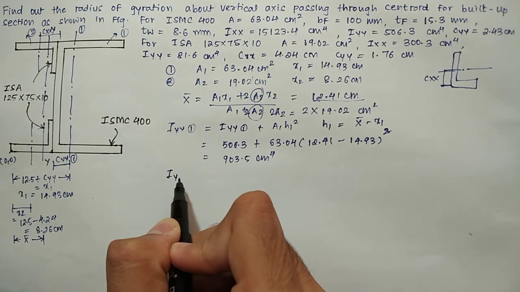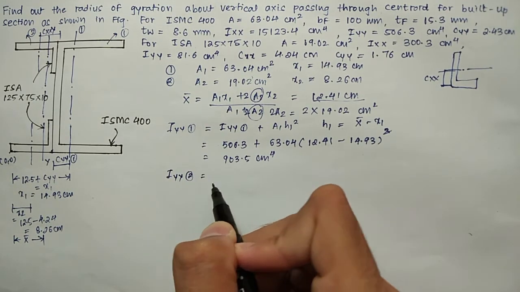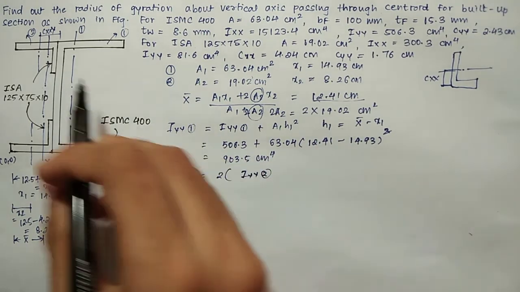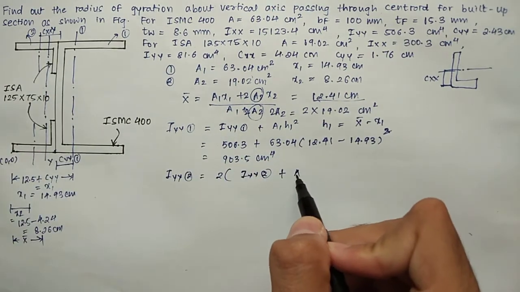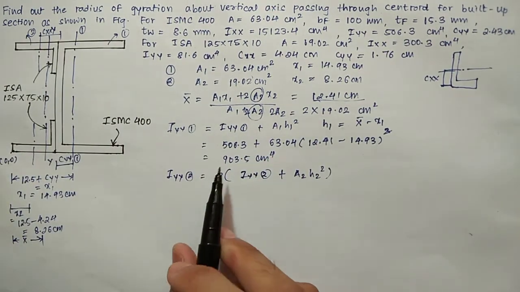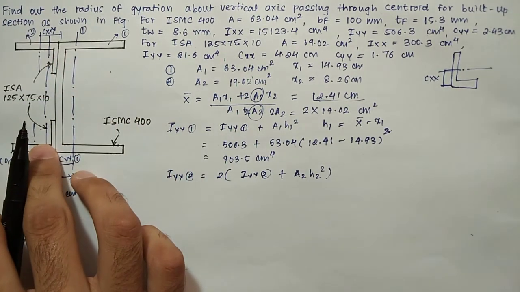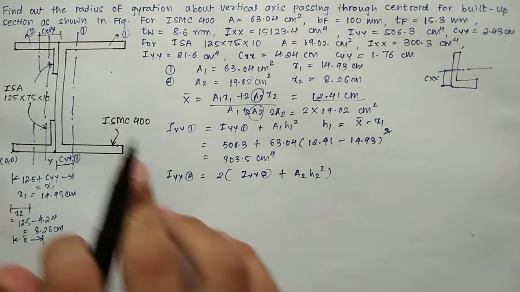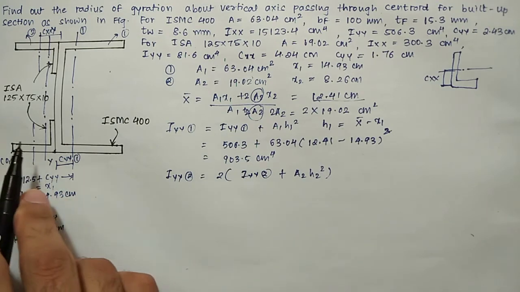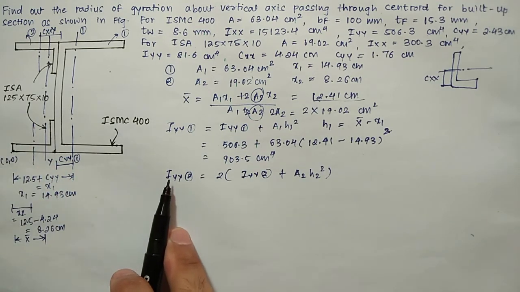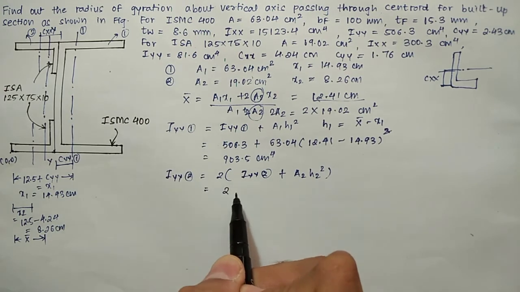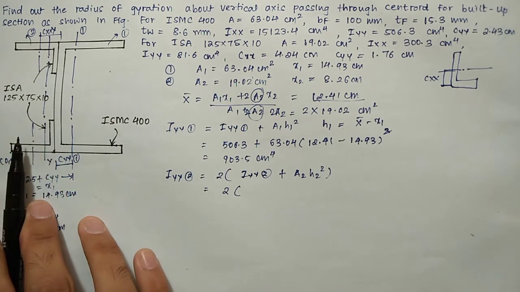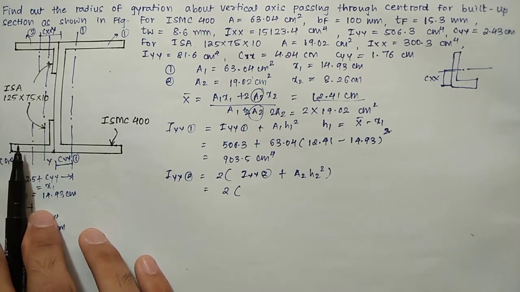Similarly, we need to determine the value of Iyy2, and Iyy2 will be nothing but twice the moment of inertia about the local yy axis plus a2 into h2 square. Here we have multiplied with 2 as there are two angle sections, so we need to consider twice the moment of inertia for the single angle section, that is, this is for one angle section and this is for the other angle section, so the total moment of inertia will be twice only. So 2 times Iyy2. Here, parallel to the smaller leg it will be the x axis, so we need to consider Ixx instead of Iyy.